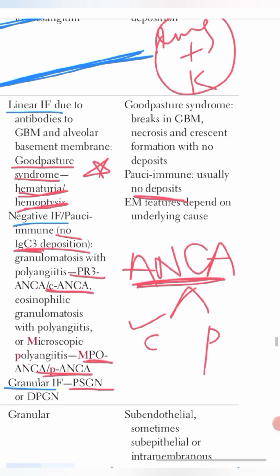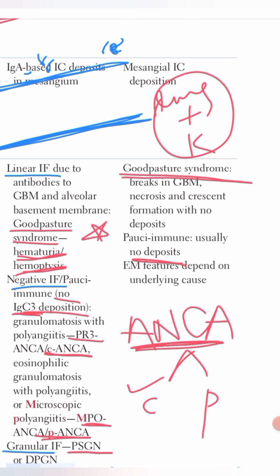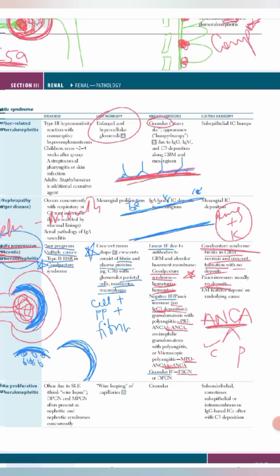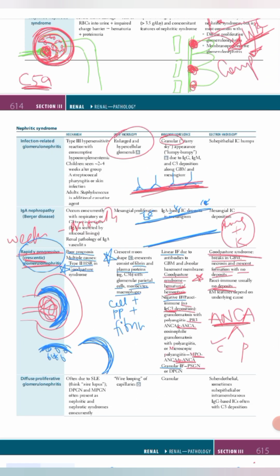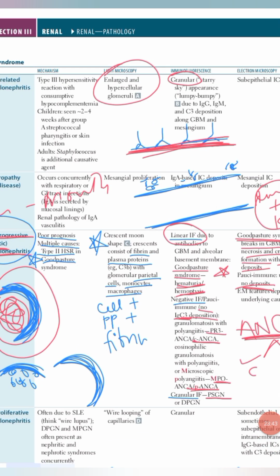If we see under the electron microscope in Goodpasture syndrome, we will see break in the basement membrane, necrosis, crescent formation with no deposit. In pauci-immune, there are no deposits, and electron microscope features depend on the underlying causes. Basically, there are three types: linear, granular, and pauci-immune. If we see their examples, linear immunofluorescence, the example is Goodpasture syndrome, and it is renal limited.